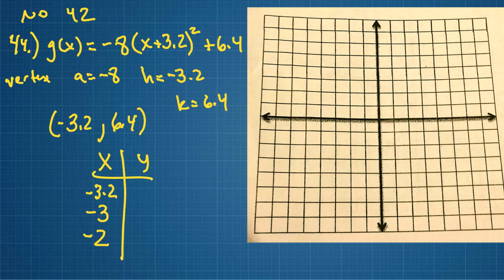All right. I don't have to plug in negative 3.2. I get 6.4. And I'm going to plug in negative 3 and negative 2. So I plug negative 3 into the calculator. I end up getting 6.08. Now I'm going to plug in negative 2. I end up getting negative 5.12. All right, so now I'm going to make my graphs.